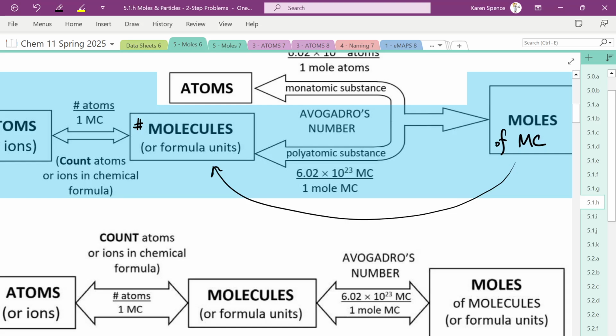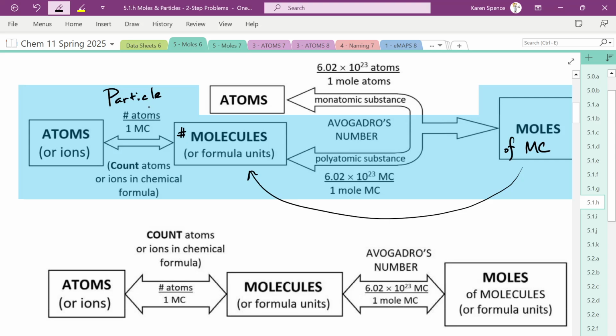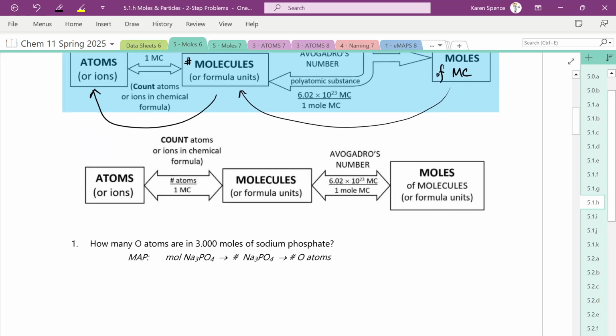Once you know the molecules, you can say, well, how many atoms or ions or whatever are in that thing? And from there, you can use the particle ratio. This right here is the particle ratio to convert between molecules and atoms. So you can go from moles of molecules to molecules, and from molecules you can go to atoms. Or if I gave you a number of atoms, you could find how many molecules you could make, and you could find out how many moles of molecules that would be. So let's try the first one together.